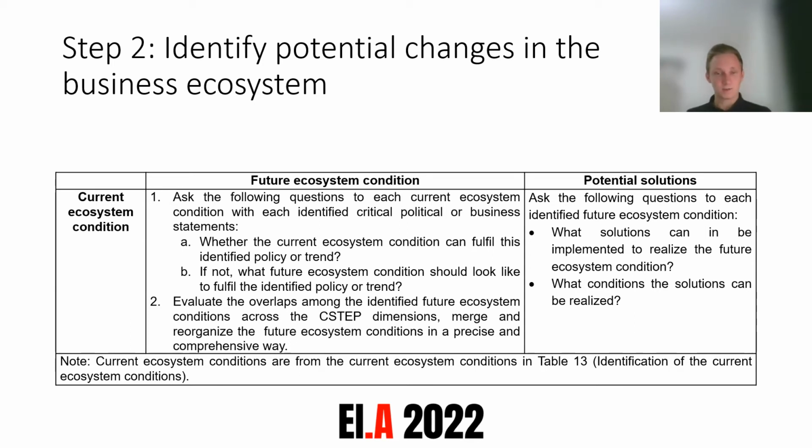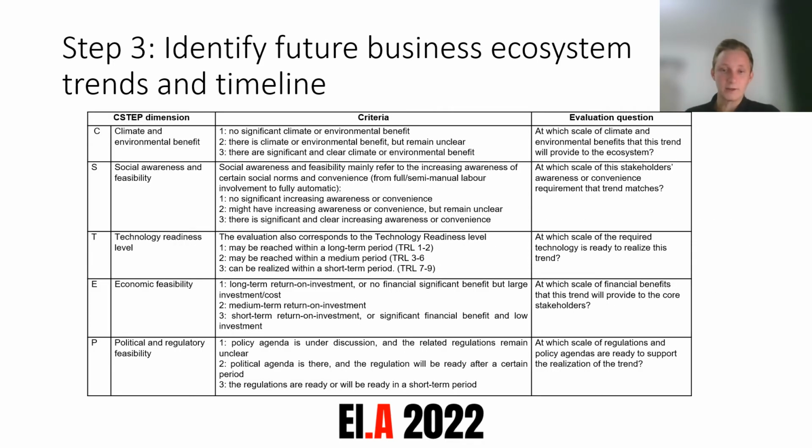And from that trend we can try to come up with how the future ecosystem will look. In this process we also identify potential solutions, which we do from the literature by a state-of-the-art analysis. To identify the timeline of the future ecosystem, we need some criteria with which we can score the different conditions of the ecosystem, and by that we can give them a ranking and see how the timeline will go.